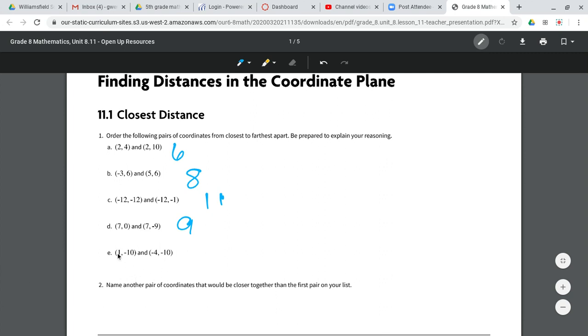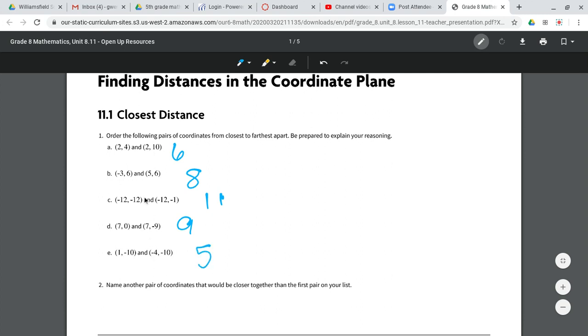All right, and the last one, we have the point 1, -10, and we have the point -4, -10. So the y values stayed the same. The x values are what changed. So to go from -4 to 0 would be to add 4. And then to go from 0 to 1 would be to increase 1 more. So that would be 5 for our distance.